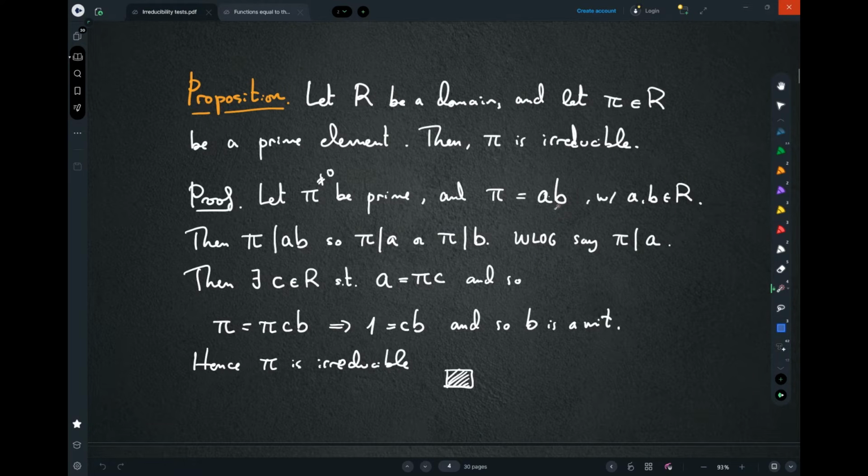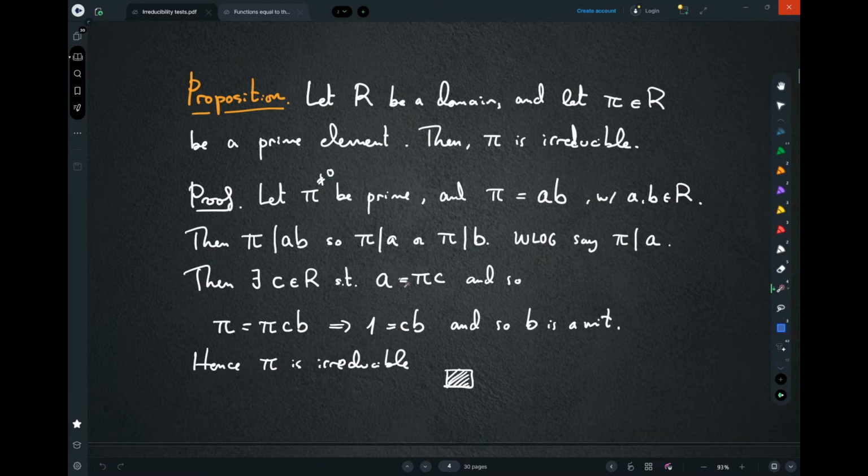Now, clearly, pi is a times b, so pi divides a times b, and since it is prime, that implies that pi has to divide a, or pi has to divide b. Without loss of generality, let's assume that pi divides a. That means that there is another element C in the ring, such that A is equal to pi times C. That's what it means for pi to divide A.